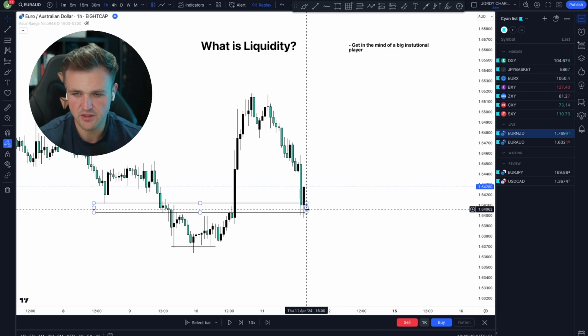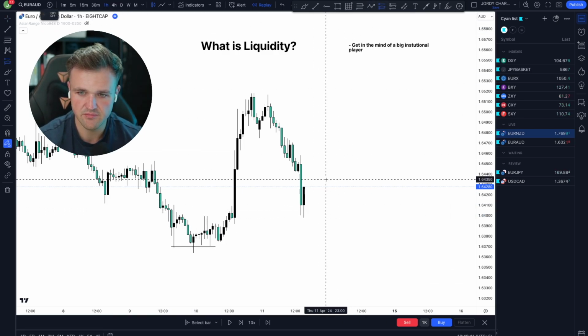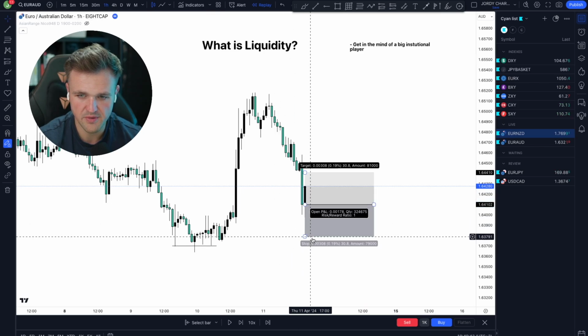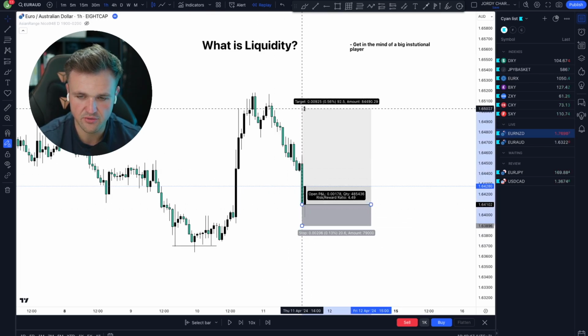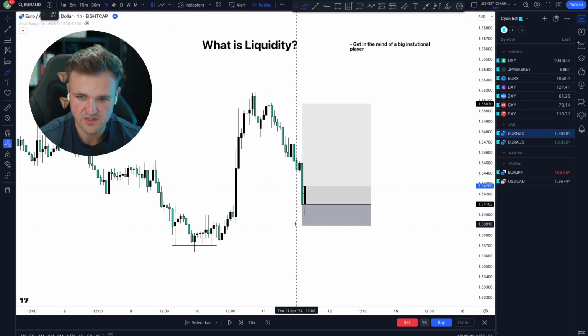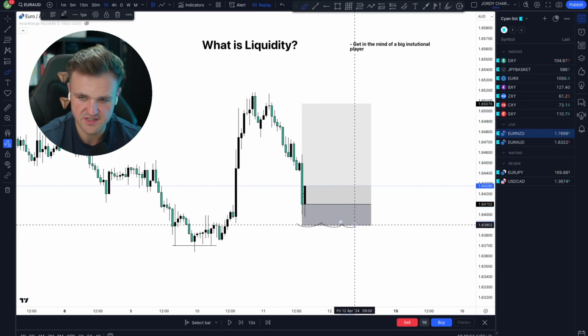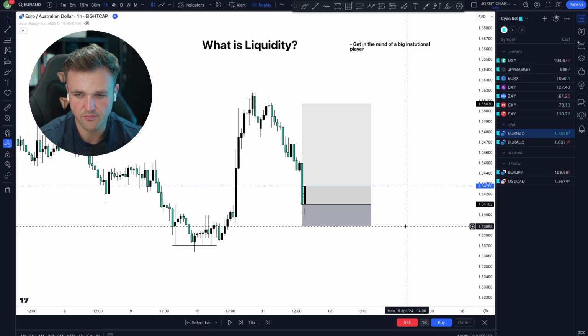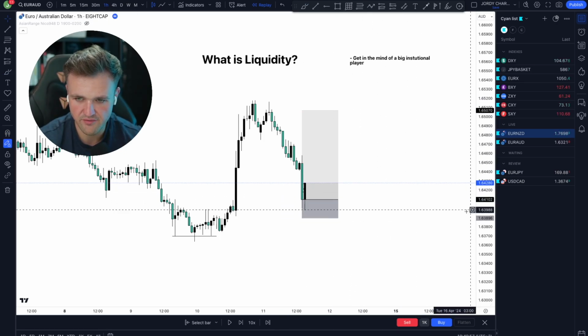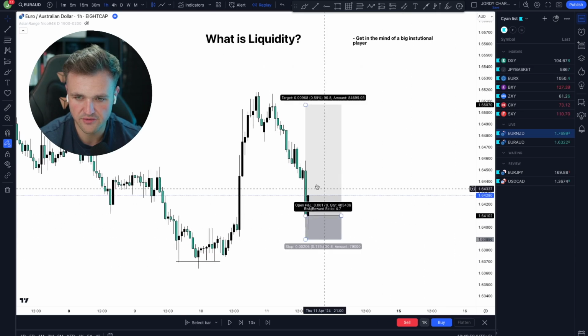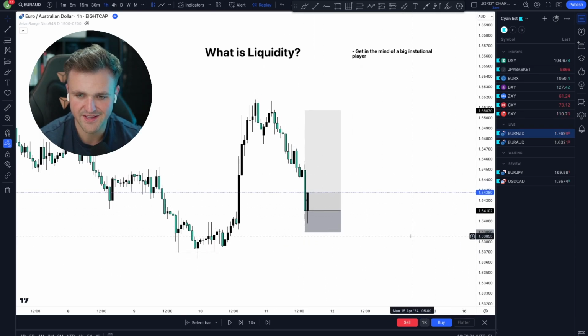So looking at this level, we can clearly see the bullish candle, so you know people are executing here. They're taking their buy order right here, and they are creating these sell stops. So here at this point, we have a sell stop, sell stop, sell stop, sell stop. So let's say a lot of people are entering here for whatever amount, 100 million, 200 million, doesn't really matter. And you want to get in the mind of a big institutional player.